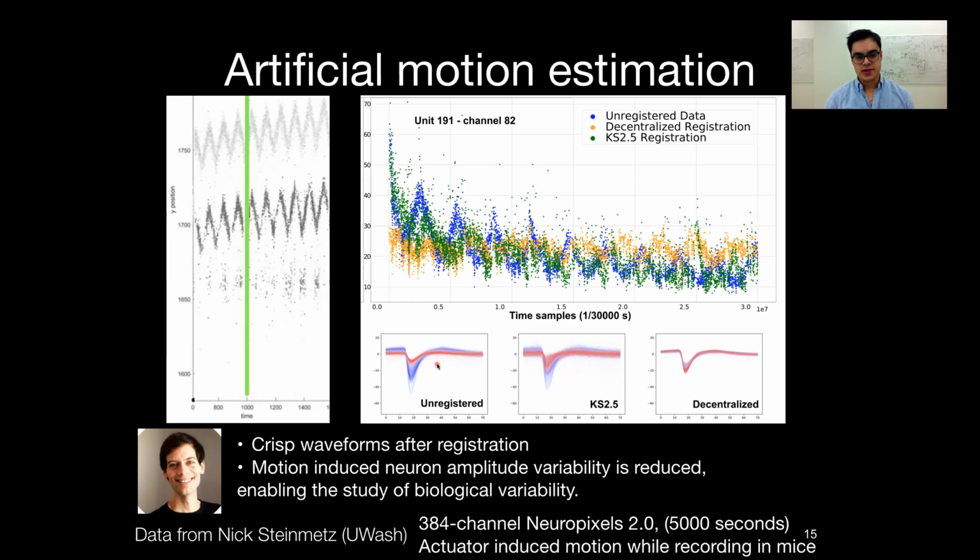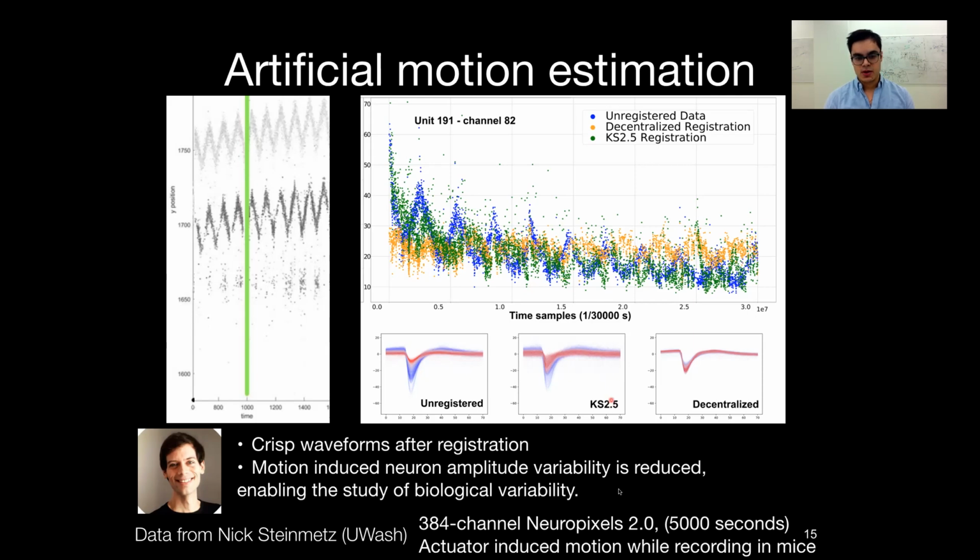And at the bottom, you see the same neuron's spiking waveforms across time. On the left, you see the unregistered data and the spike waveforms superimposed on top of one another, where the blue lines show the spikes of that unit in the beginning of the recording, while the red ones show the amplitude of that unit towards the end. And you can see that this waveform is highly variable over time, which will create problems for spike sorters down the line.